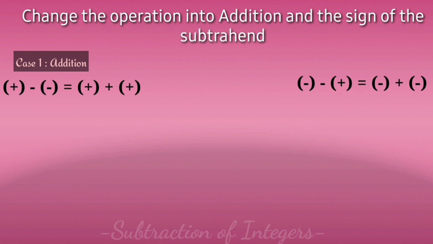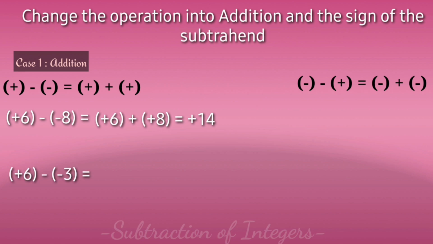For instance, such as positive 6 minus negative 8. Change the operation and change the sign of the subtrahend. Positive 6 plus positive 8. So, the answer is positive 14. Next, positive 6 minus negative 3. Okay, magiging 6 plus positive 3. So, the answer is positive 9.